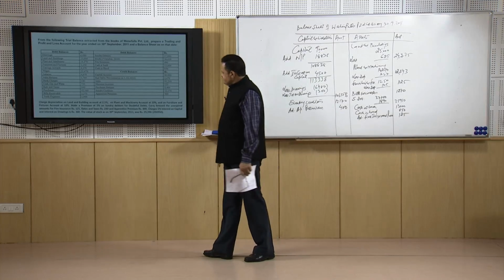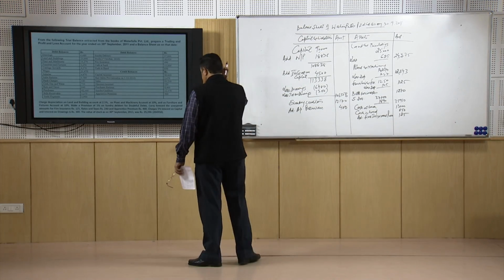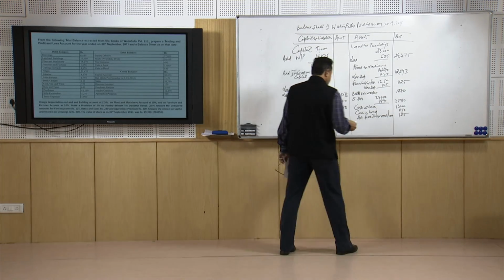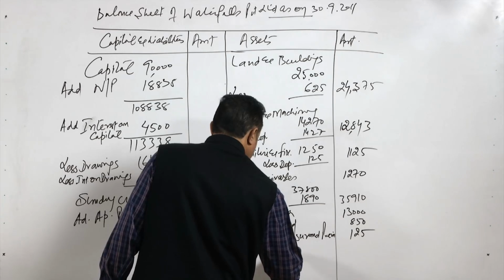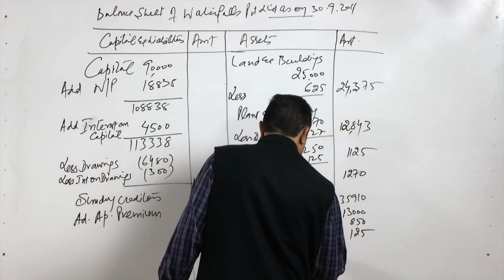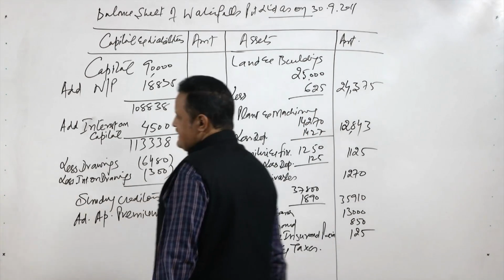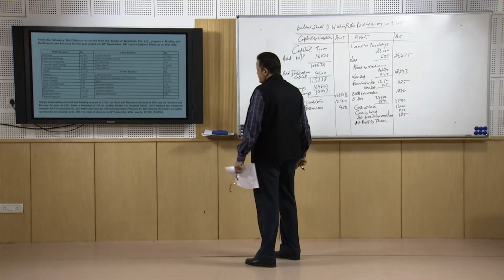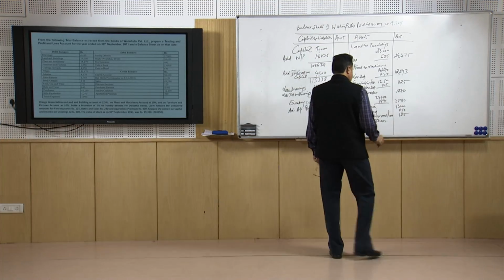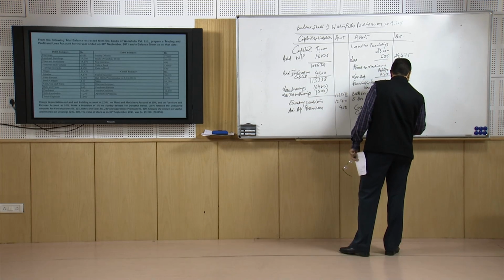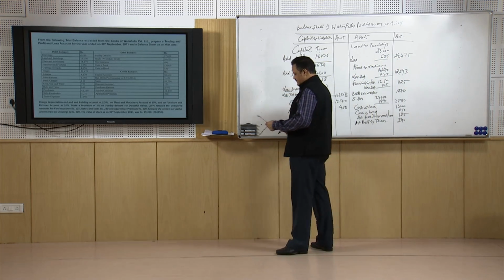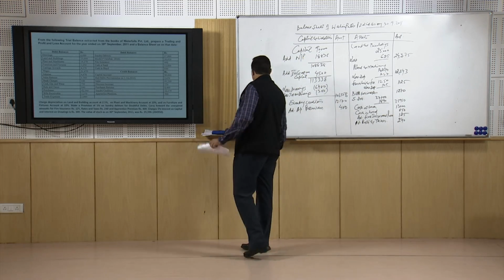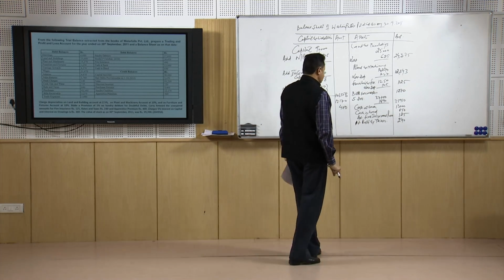Then it is the rates and taxes, they are also paid in advance. Advance rates and taxes are 240 rupees we have paid in advance. It means that has to be treated as an asset.